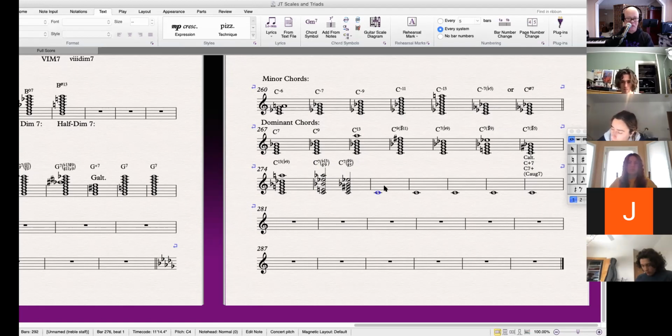Okay, we can just keep altering these. That's the interesting thing about dominant chords: you can alter forever, seemingly, but these are the most commonly used alterations.